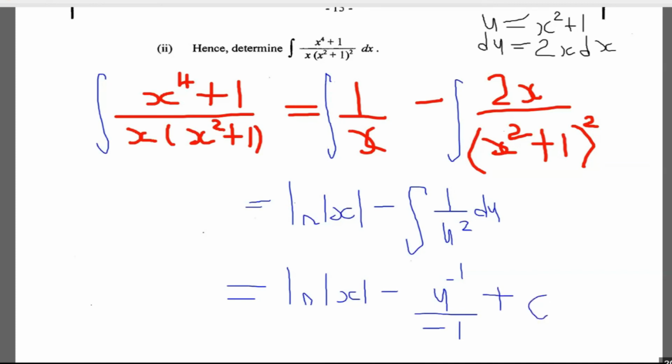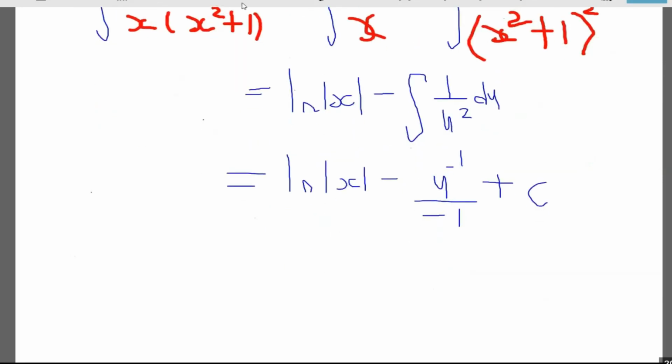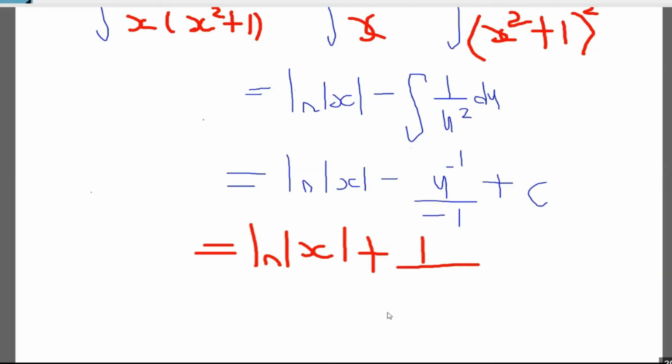Now, you're going to have to re-substitute back what you had put in for u. So what did you put in for u? This is just going to become ln the modulus of x, and then minus and minus become plus. u to the minus 1 is 1 over u, and I recall that u was x squared plus 1. So it becomes plus 1 over x squared plus 1, plus your constant of integration, plus c.